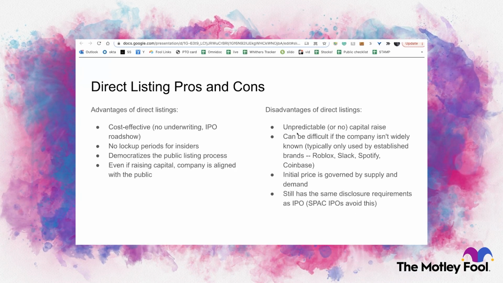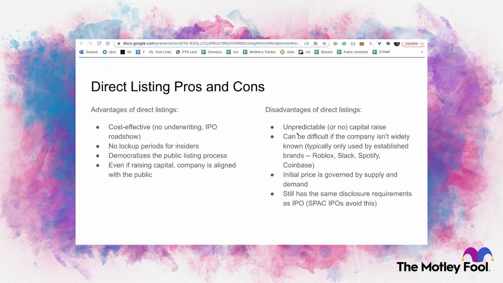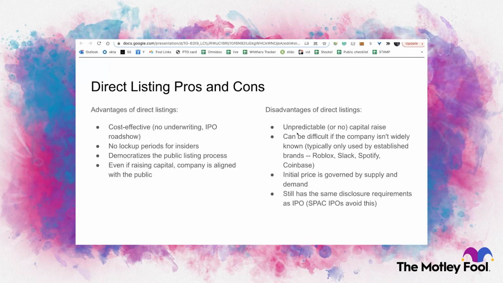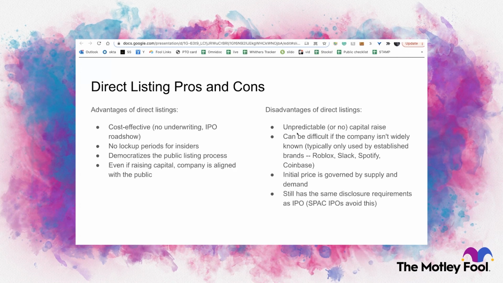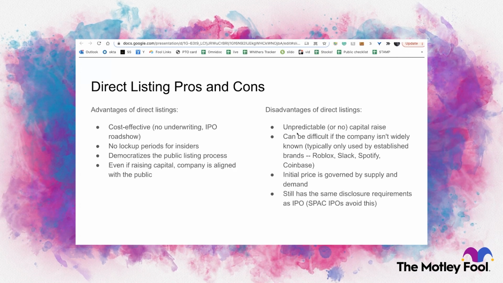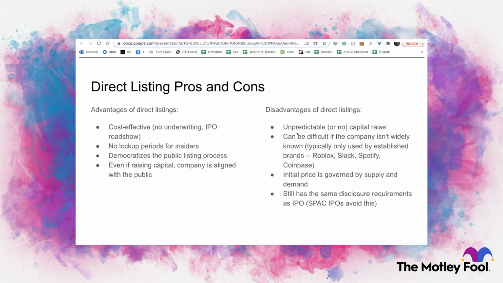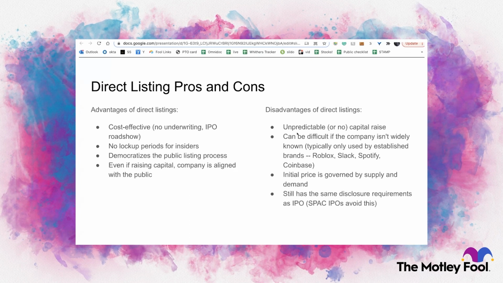If the company isn't widely known, typically these are only used by big established brands. I mentioned Slack, Spotify. Coinbase is another one that's about to do a direct listing. These are big companies that people are already interested in investing in. The initial price is governed by supply and demand. That could be good or bad for investors in the company. It just makes it unpredictable.